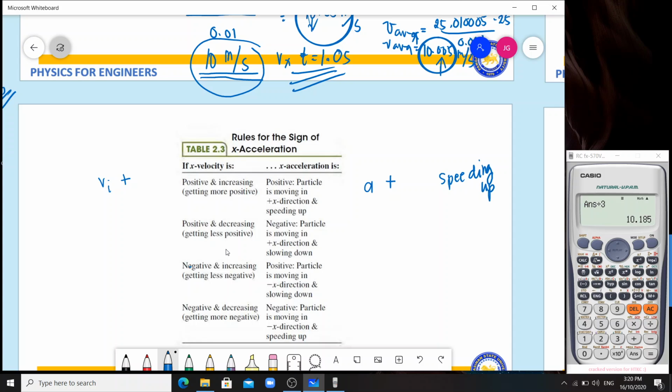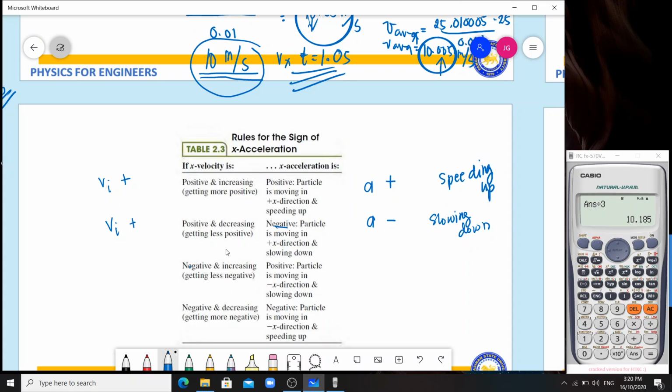Okay? So, kapag ang x velocity mo ay positive and decreasing, okay, decreasing velocity, your acceleration is negative. At kapag ang initial velocity mo ay positive at ang acceleration mo ay negative, that is slowing down.